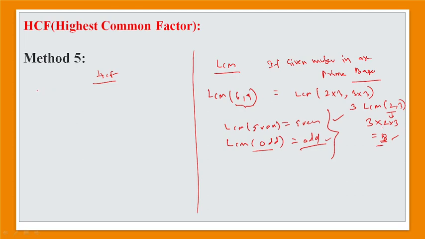A similar case, HCF of 6 comma 9 I need to find here. For this also we need to take out the common factor outside. It's very similar to the previous method only. So 2 into 3 and 3 into 3. If I take 3 outside, HCF of 2 comma 3 will always be equal to 1. So 3 into 1 will be equal to 3 here.